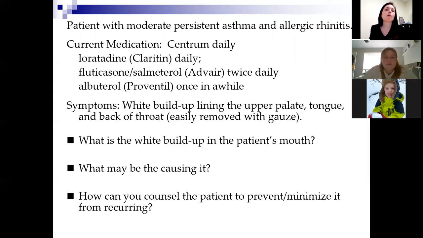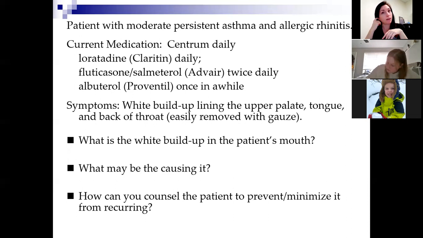Okay, so a couple more case studies. I think there's one after this too. So a patient with moderate persistent asthma and allergic rhinitis, their current medication is a Centrum multivitamin, Claritin daily, Advair twice daily, and then Proventil or albuterol once in a while. Symptoms that they're having, they're getting a white buildup lining on the upper palate and the tongue and the back of the throat that can be scraped off with gauze.